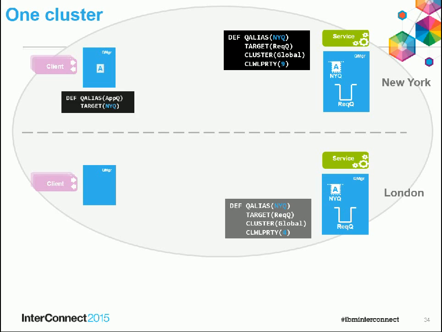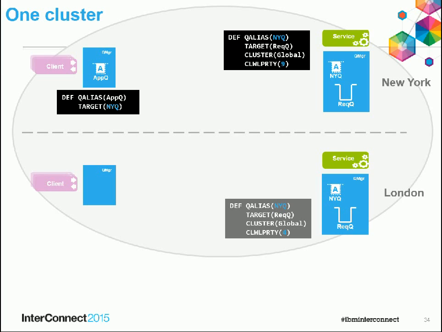Then, over on the left-hand side, we're going to define ourselves a local alias from the queue that the client is sending messages to, and we're going to map that on to target the NY queue. So this is on a US or American queue manager over on the left-hand side. So we've got app queue is pointing to NYQ.